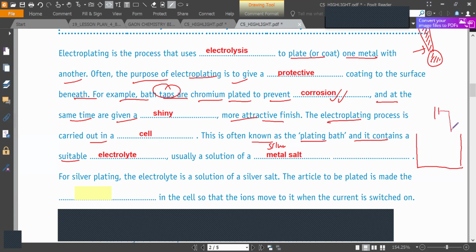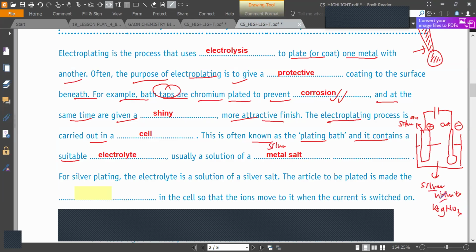Let's say we want to plate the spoon. We will put the spoon there, at the cathode. And then let's say we want to plate silver. We'll put the silver at the anode, like this. And then for the electrolyte we will put silver nitrate, for example.